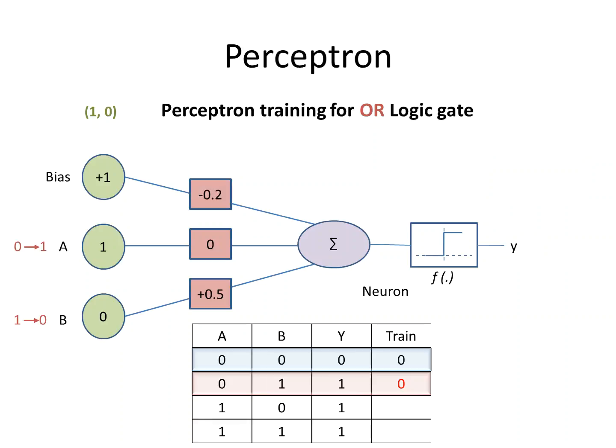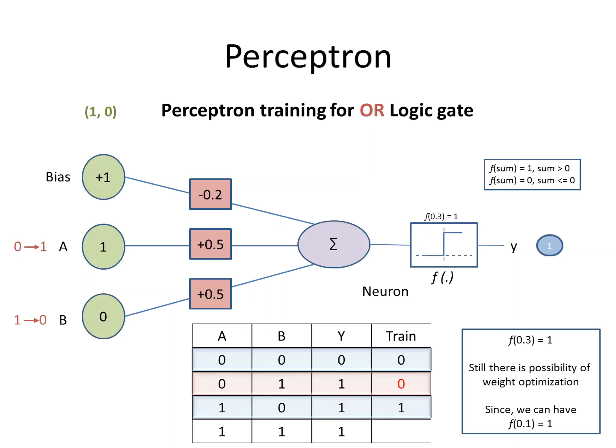So here I'm changing -0.5 to -0.2 and 0 to +0.5, and let's see the output. The bias provides me the output as -0.2. The first input provides me the output as 0.5, the second input provides me the output as 0. So overall the summation comes to 0.3. After passing through the threshold function, it gives me the output as 1. So this is correct.